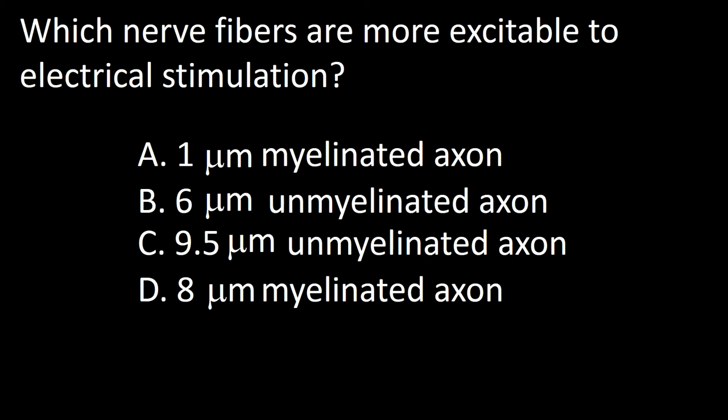Next question. Which nerve fibers are more excitable to electrical stimulation? A, 1 micrometer myelinated axon. B, 6 micrometer unmyelinated axon. C, 9.5 micrometer unmyelinated axon. D, 8 micrometer myelinated axon.